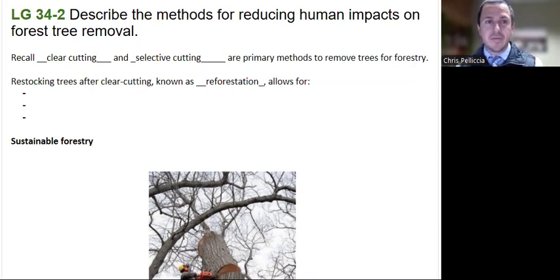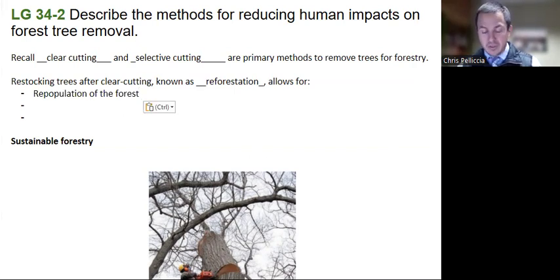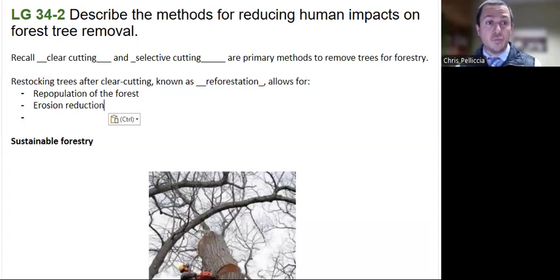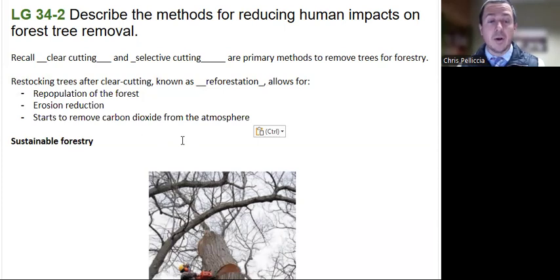Well, that process of reforestation is going to allow for a variety of benefits here. One is you're going to be repopulating the forest. You're simply going to be planting more trees. Second, by losing trees and losing tree roots, there's a risk of erosion and soil erosion. By doing reforestation, you reduce that risk of erosion. And then finally, by planting more trees, we begin to remove carbon dioxide from the atmosphere, which is going to help offset the carbon that's released in cutting down and disposing of those trees.